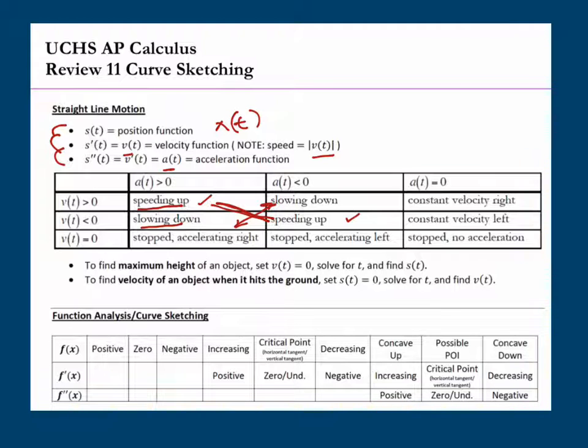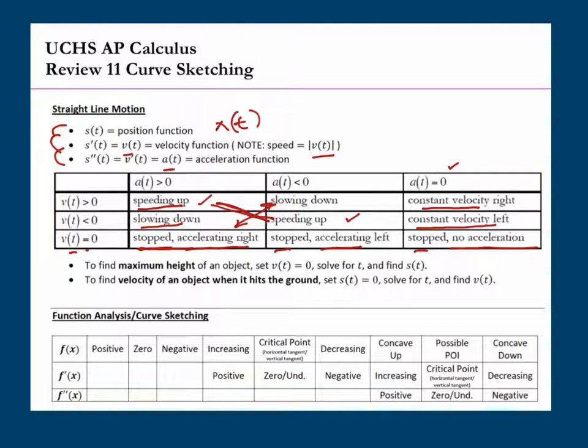Now it also tells you that if acceleration is 0, then you have constant velocity. If velocity is greater than 0, it's constant velocity to the right, and if velocity is less than 0, you have constant velocity to the left. If velocity is 0 but acceleration is greater than 0, the particle stopped, but it was accelerating right. And if velocity equals 0 and acceleration is less than 0, it stopped accelerating left. And when they're both 0, it stopped and there's no acceleration.